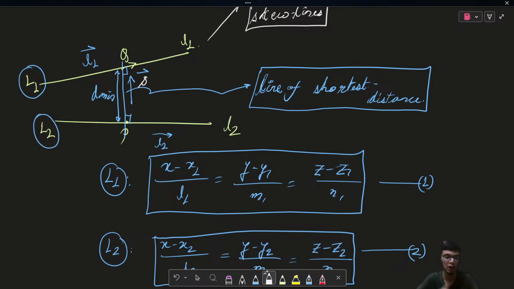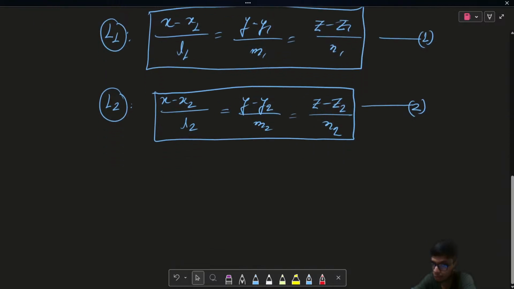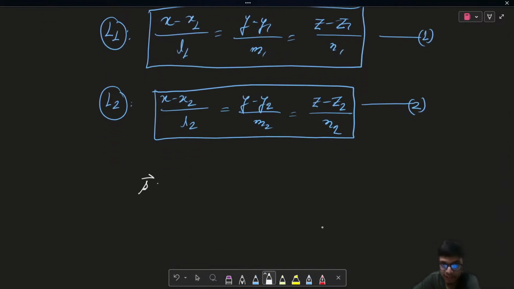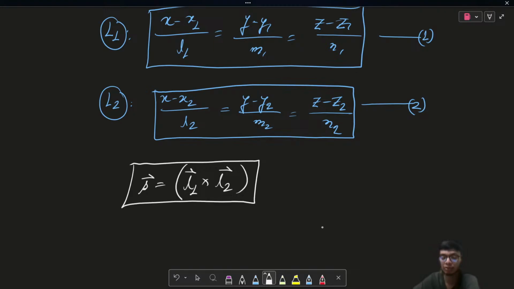This particular thing can be obtained by using the concept of cross product, because we have studied that a cross product will generate another vector which is perpendicular to the two individual vectors. This vector is going to be perpendicular to this one and this one. So the direction ratio of the vector along which the distance is directed is obtained by doing this particular cross product. Now, how do I need to formulate this problem?